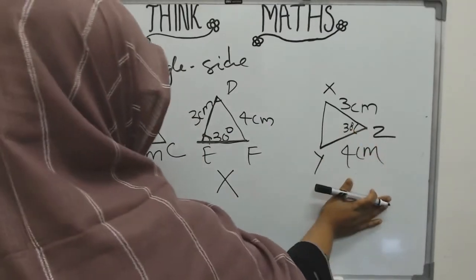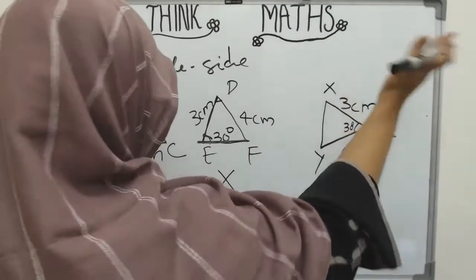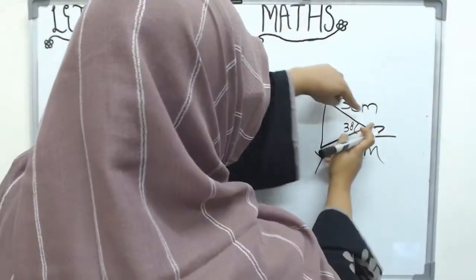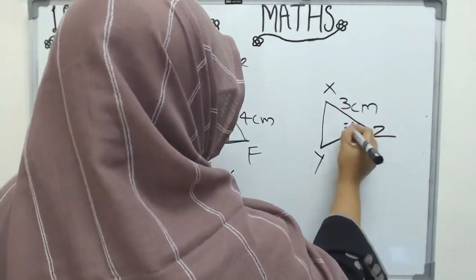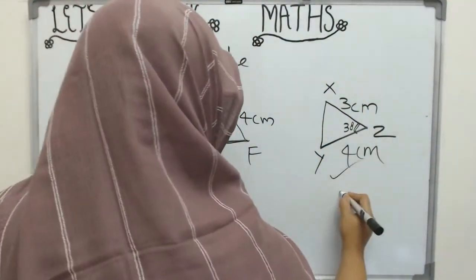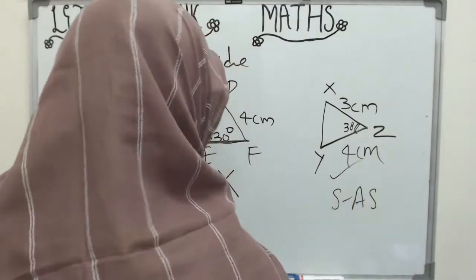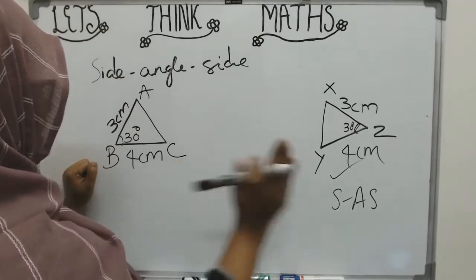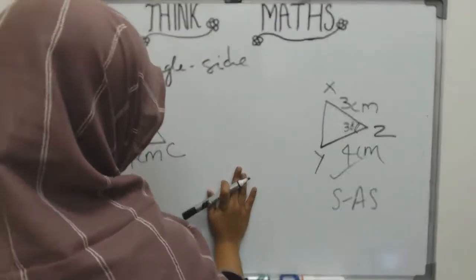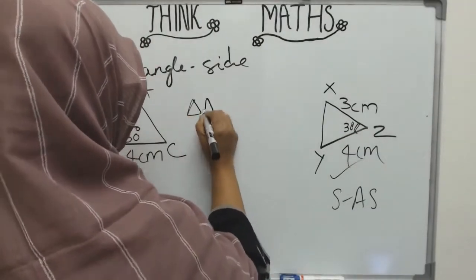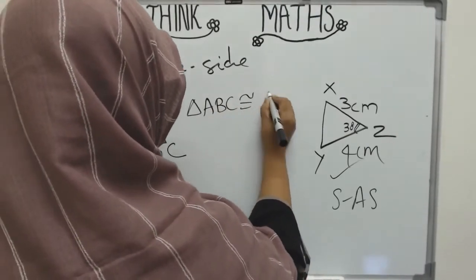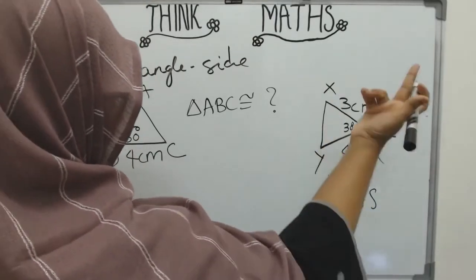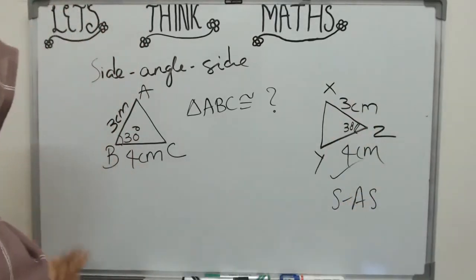Now look at this picture. What do you see? 3 centimeter, good. 4 centimeter, that's also good. And the angle which they both make with each other, that is 30 degrees. So this follows the SAS criterion. So using the SAS criterion, we can safely say that these two triangles are congruent. But then ABC is congruent to what triangle? Is it XYZ or ZYX, or what triangle is that? And how do we find out?